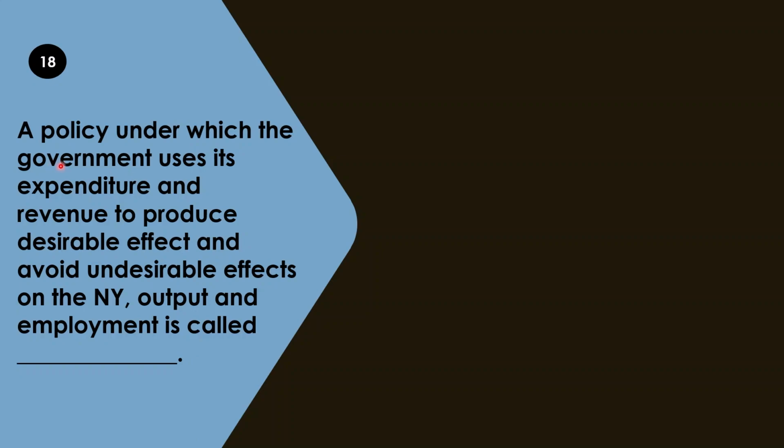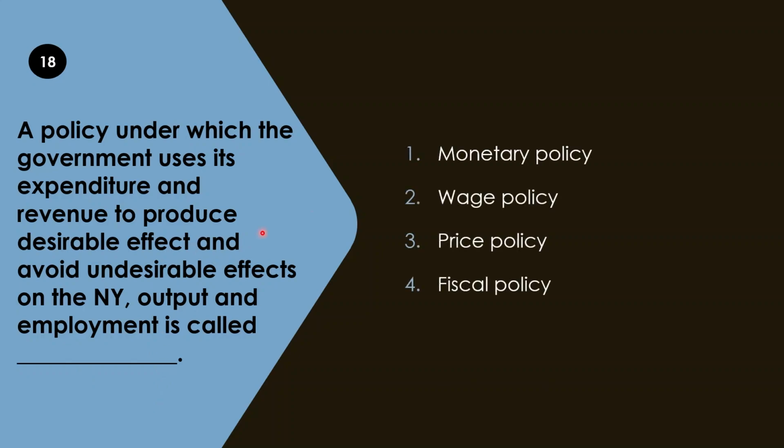Next question is, a policy under which the government uses its expenditure and revenue to produce desirable effects and avoid undesirable effects on national income, output, and employment is called dash. Let's see what are the options given to us. The options given to us are monetary, wage, price, fiscal policy. Now, as an economist, you should know all these policies very well. Okay. Now, let's go one by one.